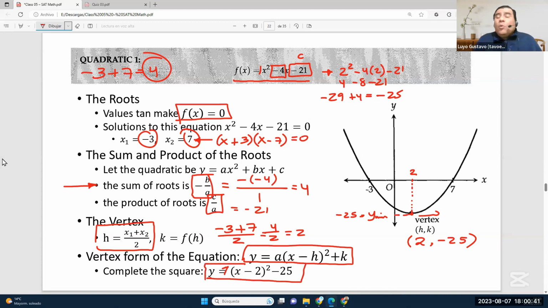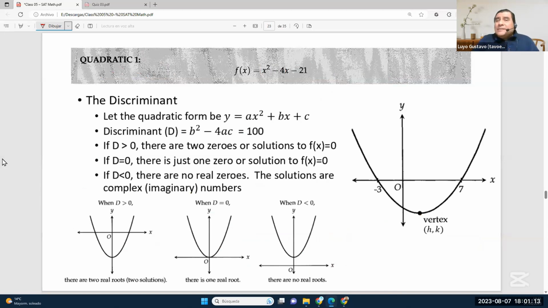Now, what happens if you want to obtain the vertex form and you don't have the vertex already? Because if you have the vertex, you simply replace the values of h and k here, and you obtain the desired form of the equation. But how can you build the vertex form directly from the equation without solving the roots x1 and x2? Let's see some examples of this. Okay, we'll see that in a moment.